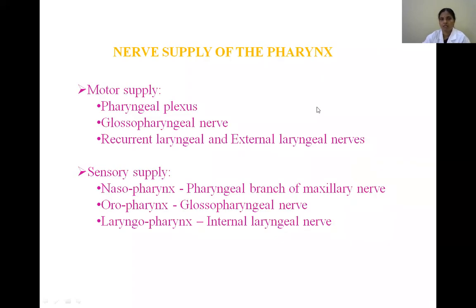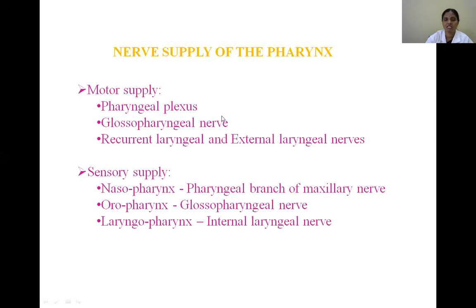Nerve supply. So, the nerve supply of the pharynx, motor and sensory. What is motor? The musculature of the pharynx is supplied by the motor nerves. So, these motor nerves are: all the muscles of the palate are supplied by the pharyngeal plexus, as well as all the muscles of the pharynx. But see, only one muscle of the palate is supplied by the mandibular nerve, that is tensor veli palatini.